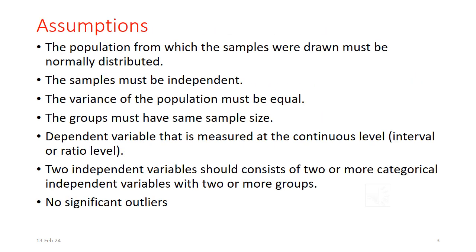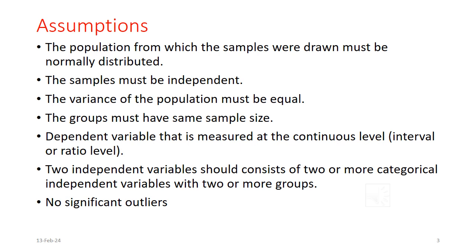The population from which the samples were drawn must be normally distributed. The samples must be independent. The variance of the population must be equal. This will be tested by the Levene test. The groups must have the same sample size.